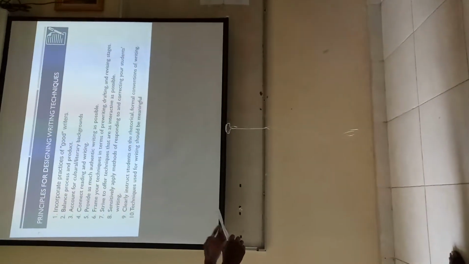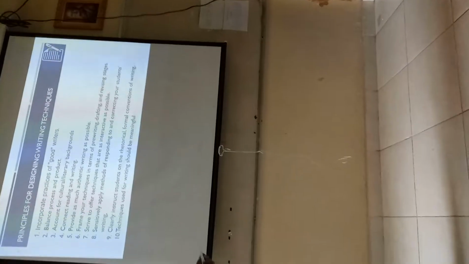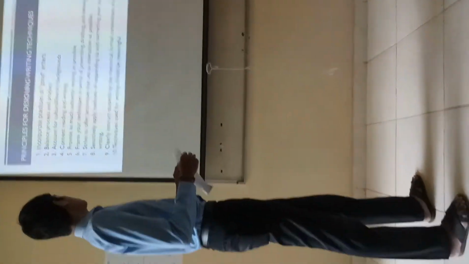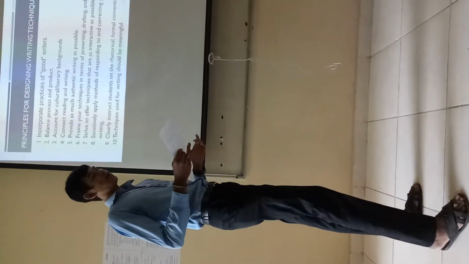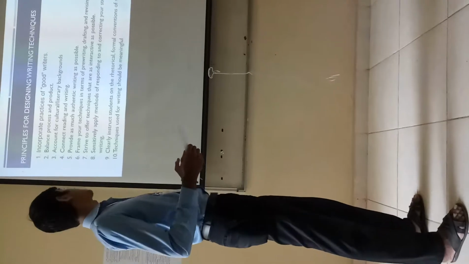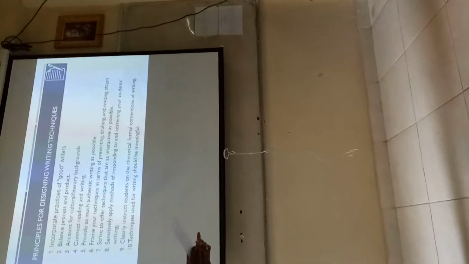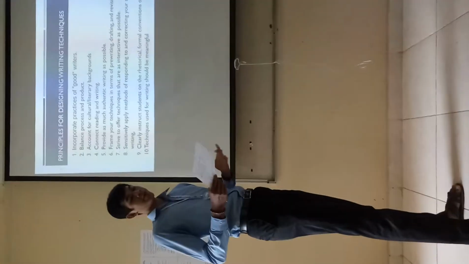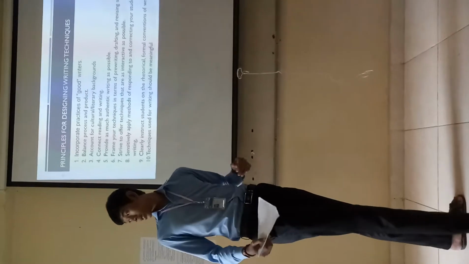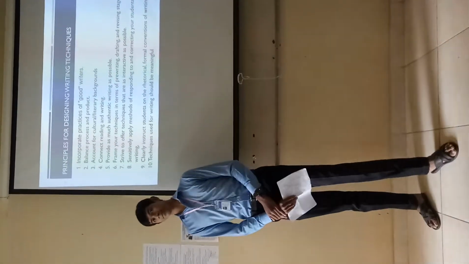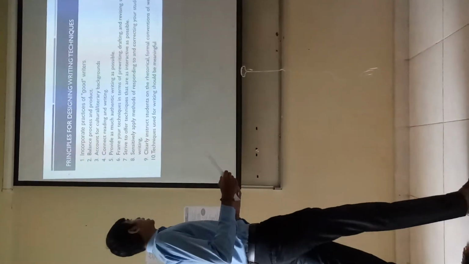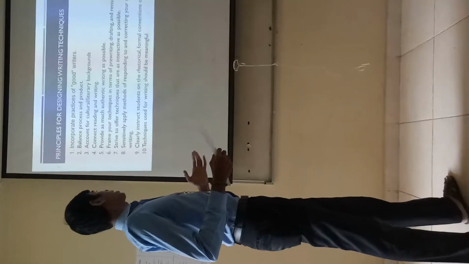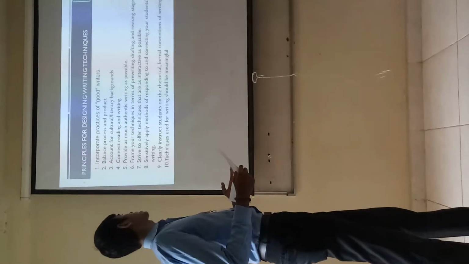And move to the third point, account for cultural or literary background. In this point, make sure that your techniques do not assume that your students know English rhetorical conventions. And the fourth point, we talk about connecting reading and writing. Be clear that students learn to write in a particular way by carefully observing what is written. And the fifth, provide as much authentic writing as possible.